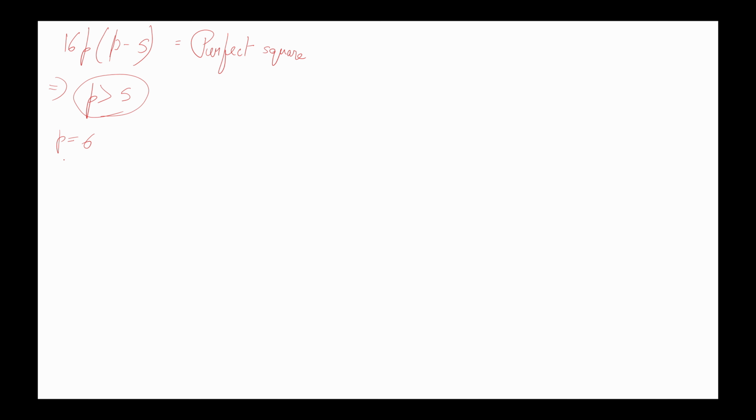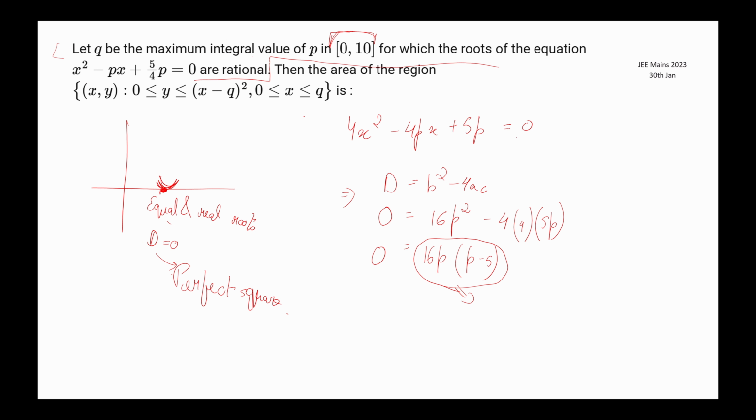So what if I take my p to be 6? In the first case, I would have 16 into 6 into 1, not a perfect square. P is equal to 7. I would have 16 into 7 into 2, not a perfect square. Let's take p is equal to 8. I would have 16 into 8 into 3, again not a perfect square. If I take p is equal to 9, I would have 16 into 9 into 4. This seems to be a perfect square. You can see that 16 can be square rooted, 9 can be square rooted, 4 can also be square rooted. So p value has to be equal to 9.